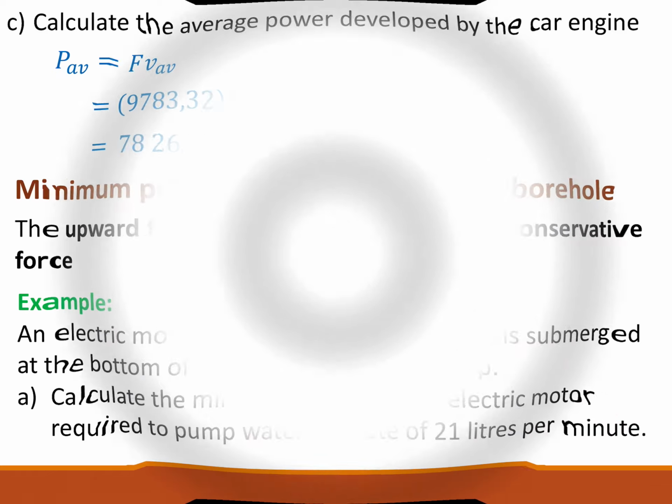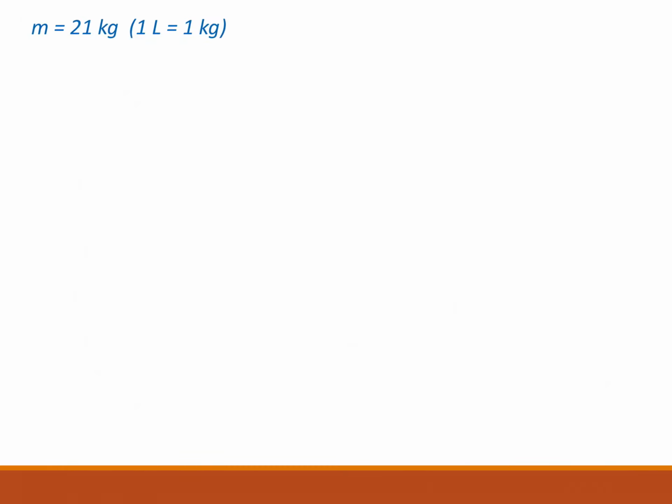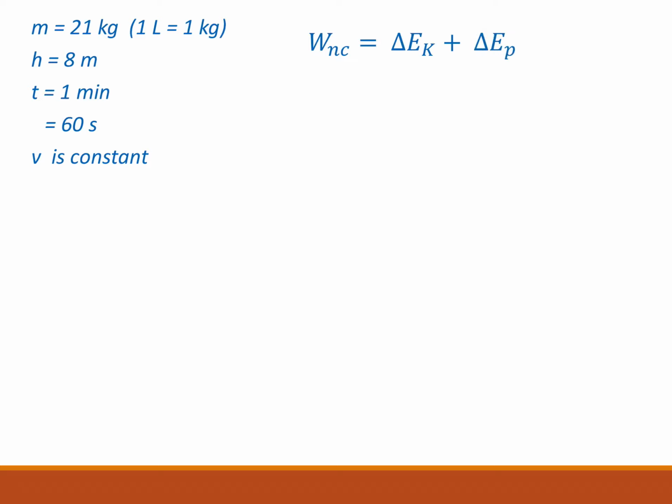Per minute. We've got a rate here. Okay? So, first of all, 1 liter of water is 1 kilogram. So 21 liters is 21 kilograms. It goes 8 meters. It does it in 1 minute, which is 60 seconds. Okay? Velocity is constant. What I need to do the power is I need to know the force. The force applied is going to be Fg. It's going to be the weight of the object.